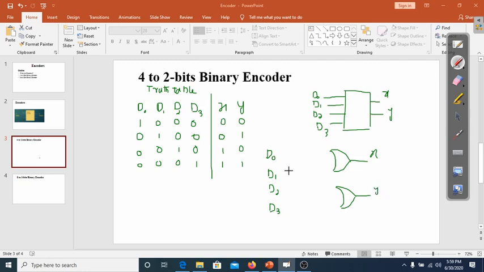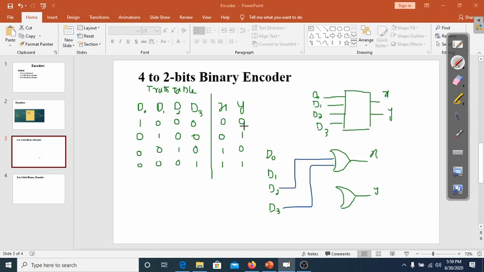So I know that x is equal to 1 when d2 is active high or d3 is active high. So I will connect d2 and d3 with this OR gate. So from here it is obvious that when d2 is active high or d3 is active high or both are active high, in that case x is equal to 1.